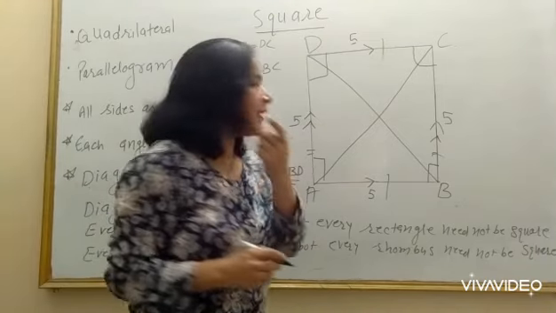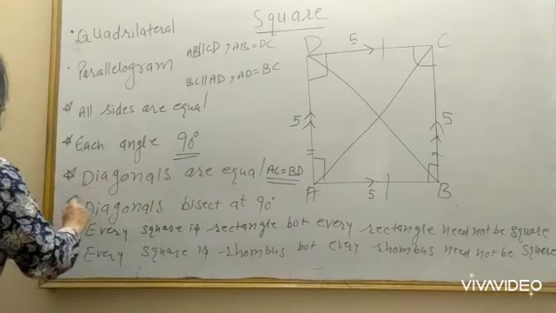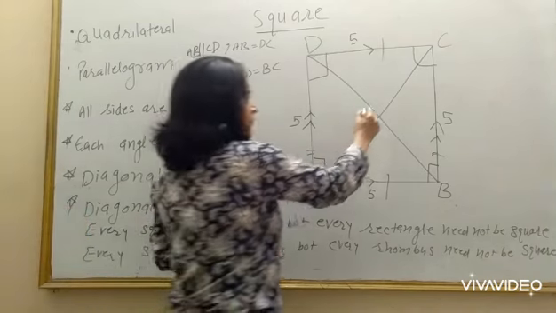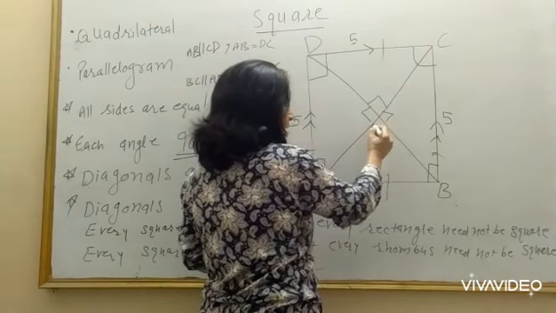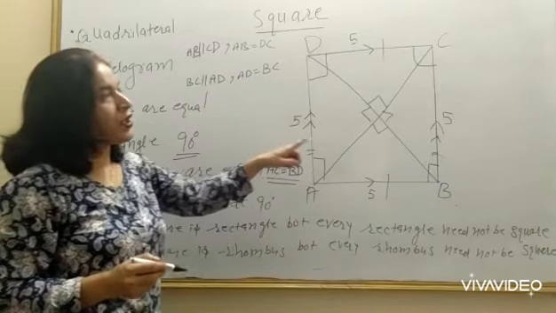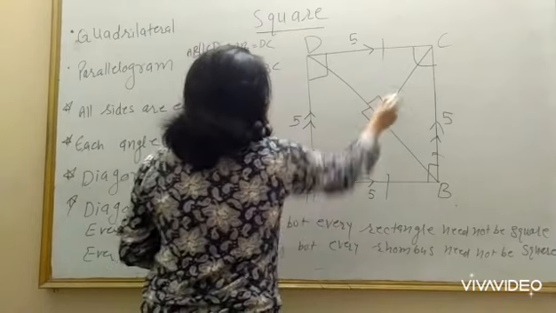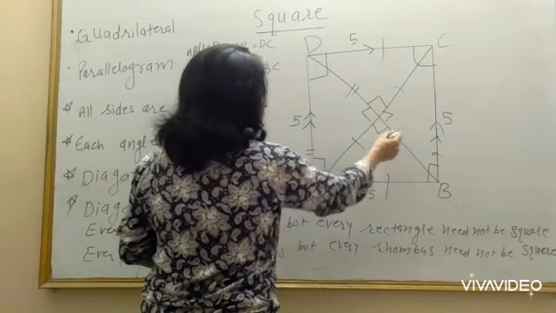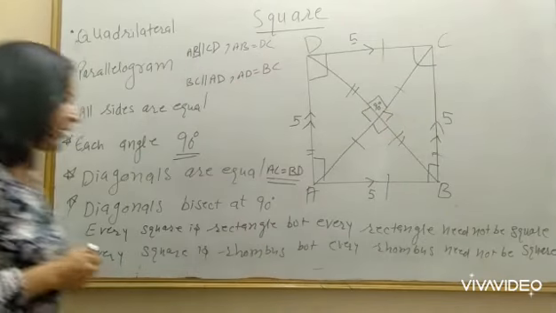Now the diagonals bisect at 90 degrees. In a rectangle it's not necessary that they bisect at 90 degrees, but in a square they bisect at 90 degrees. It means a square is also a rhombus. Diagonals bisect, and also at 90 degrees.